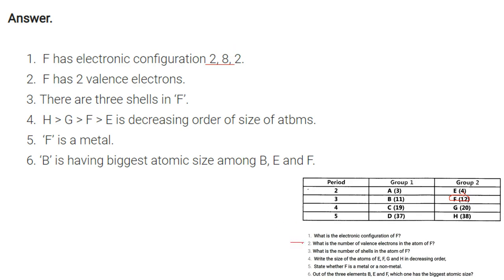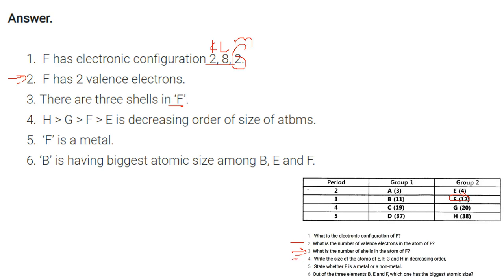Now what is the number of valence electrons in the atom F? F has 2 valence electrons, as you see here. And K, L, M, these are 3 shells. So the answer for the third, what is the number of shells in the atom of F? There are 3 shells in F.